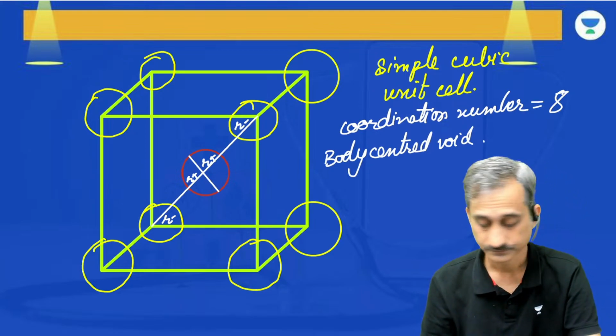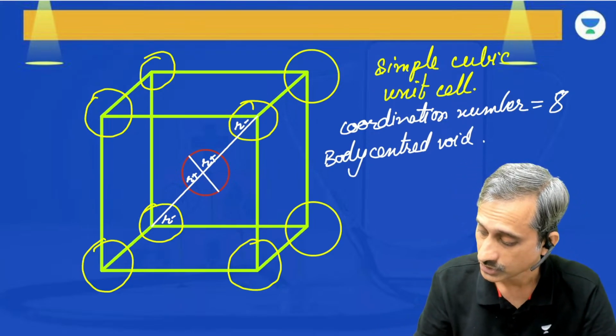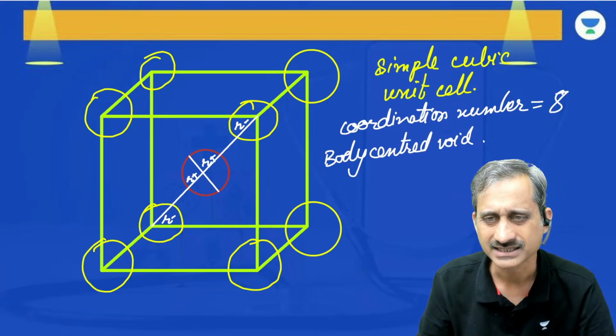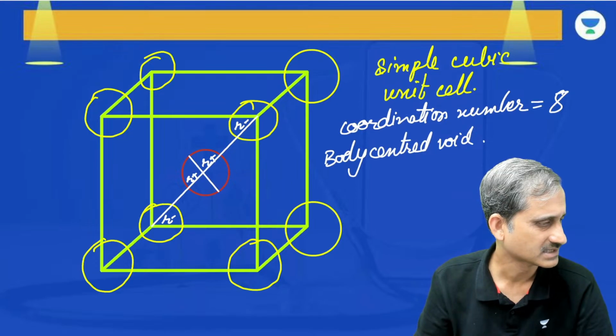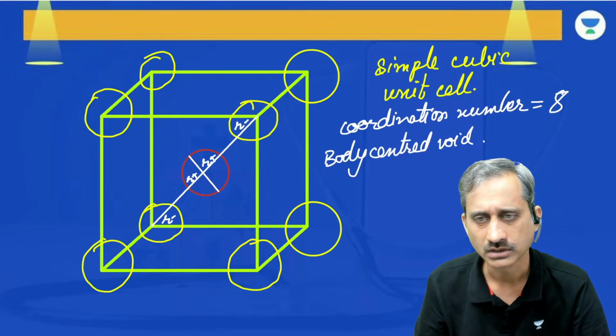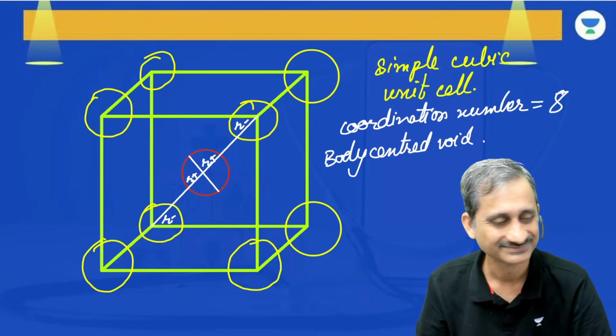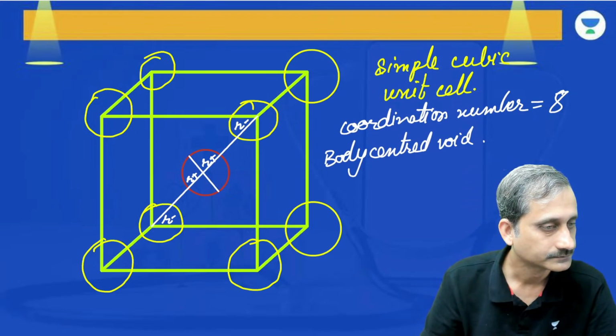Okay, let's get further. So coordination number is equal to 8, body center void, and the person would say, what attitude does this teacher have? 10 kids in class and still he says he'll block. But what to do? That is what I am. Okay.